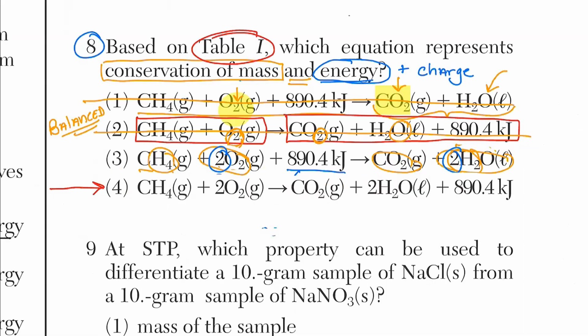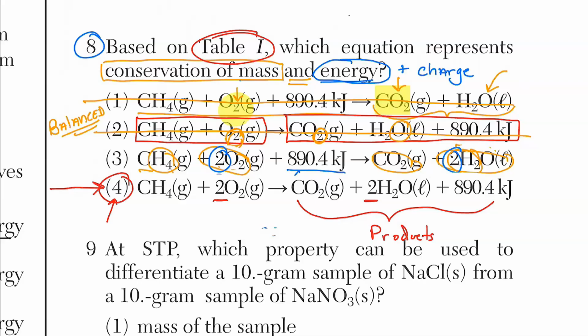Let's go back to our test. So choice 4 is your answer. And again, you have the coefficients in front of the O2 and the H2 to have the balanced reaction, conservation of mass. Energy written in the products area, which screams to you exothermic as it was given in Table I. So number 8 is 4.